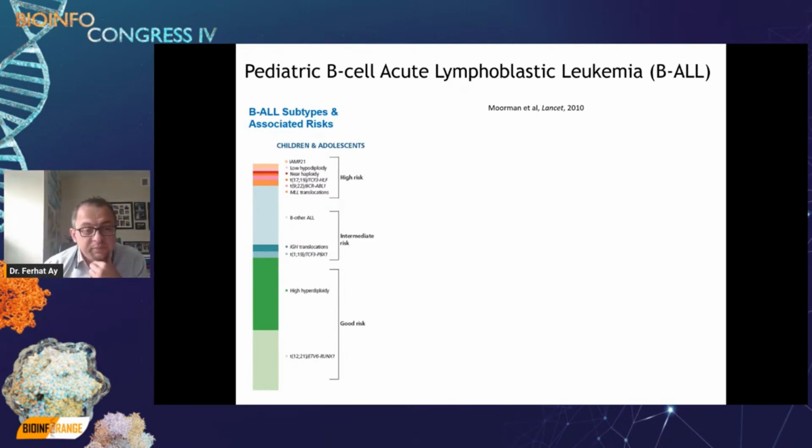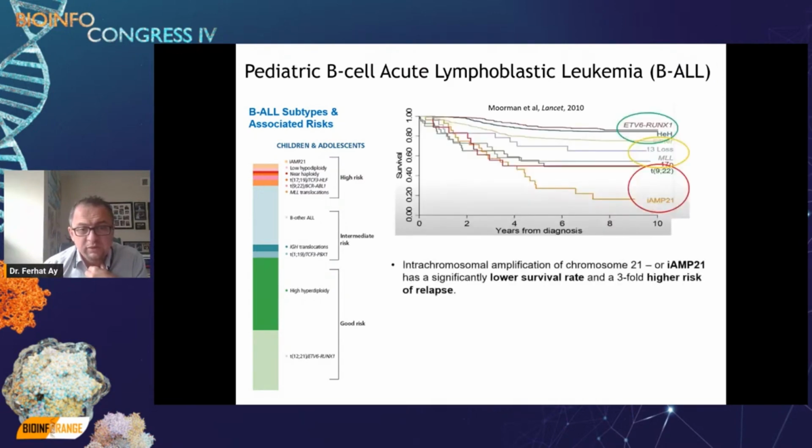and by then we had already identified the one kind of disease that we wanted to study, which is the pediatric B-cell leukemia, and a specific high-risk subset of it, in which there's chromothripsis. That subset is called iAMP21. And if you look at iAMP21, it is the one with the worst survival and the highest relapse risk.